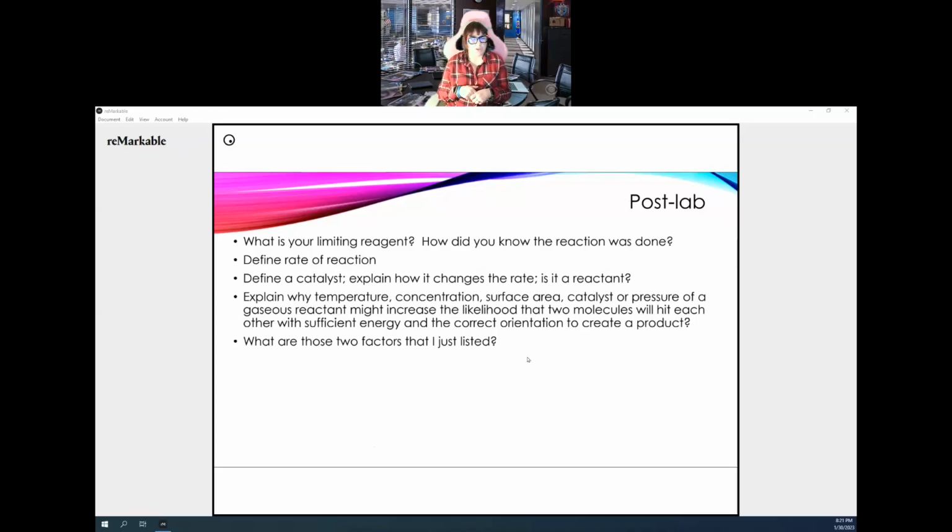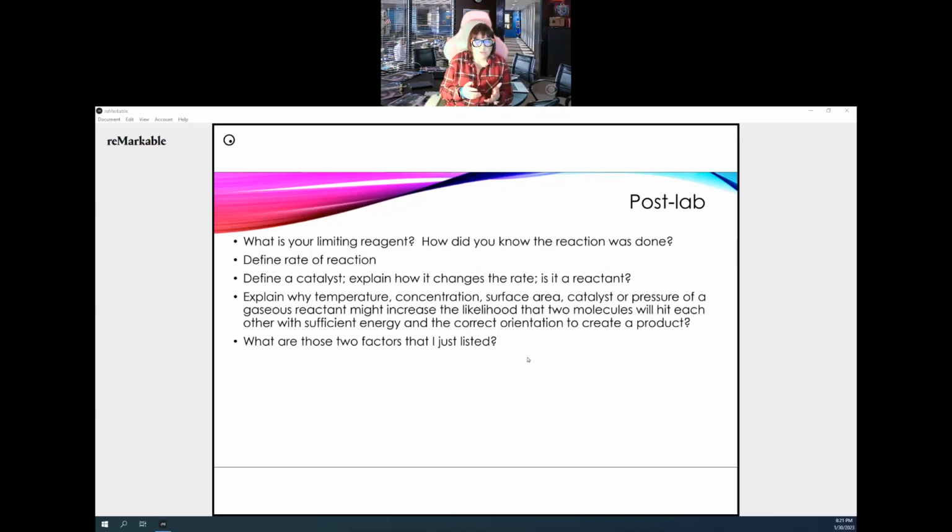Explain why temperature, concentration, surface area, catalyst, or pressure of a gaseous reactant might increase the likelihood that two molecules will hit each other with sufficient energy and the correct orientation to create a product. So remember, in order for us to get a reaction, they have to hit, they have to have the right energy, and they have to have the right orientation. So how will these factors help to improve our chances of getting those things all at the same time?